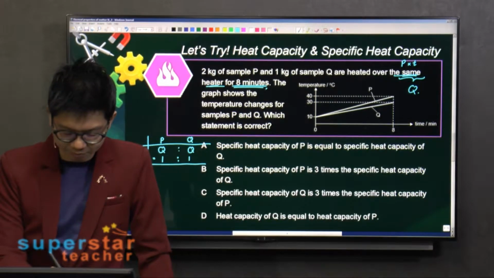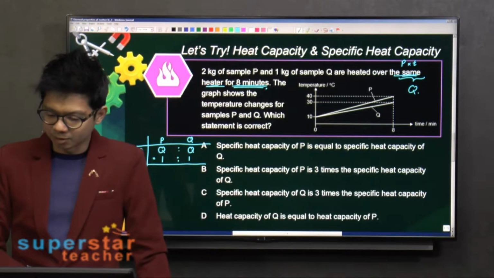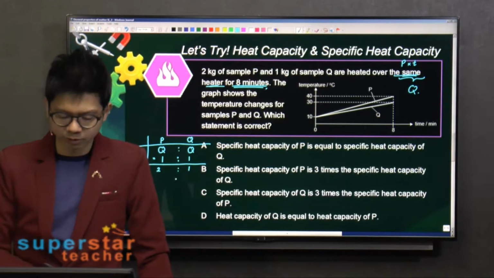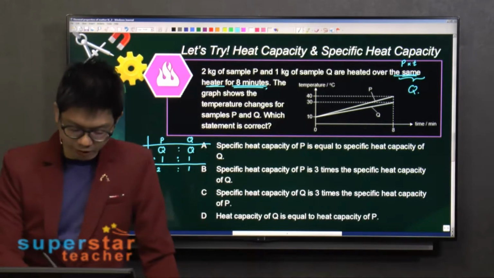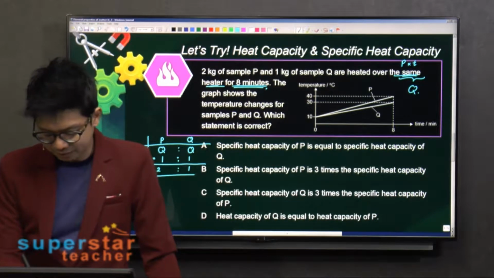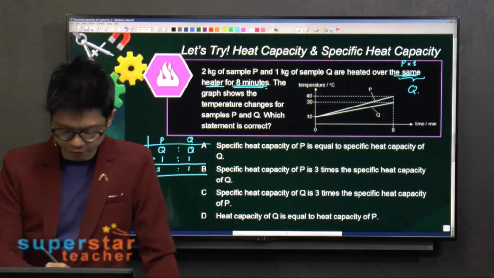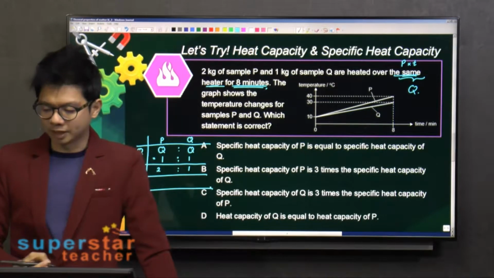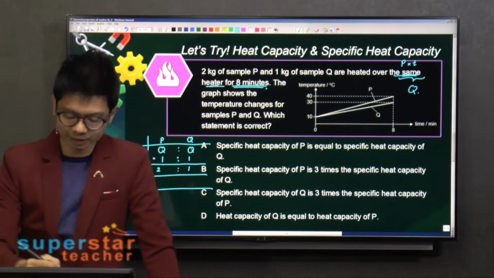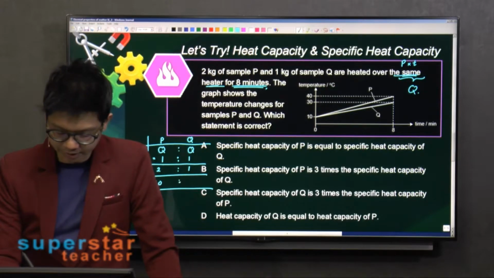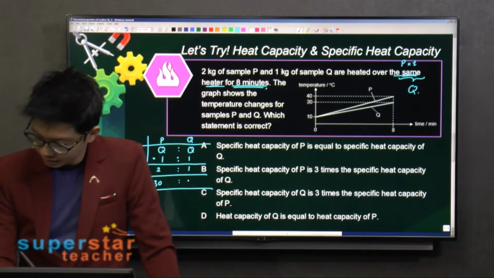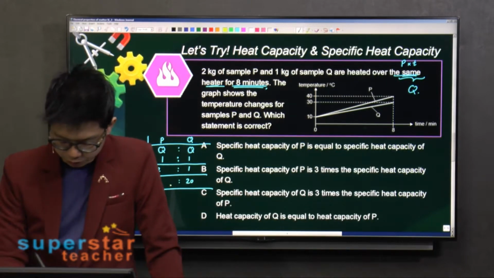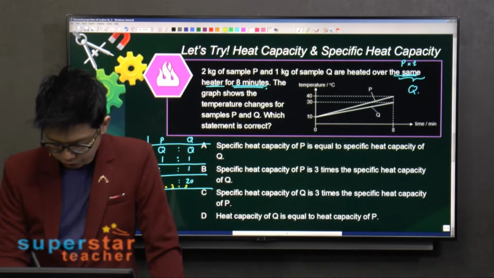Then after that I have the mass. For P the mass is 2 kg, and the mass for Q is 1 kg. So the ratio is 2 is to 1. Now, to find the ratio of the specific heat capacity, I still have the change in temperature. For P the change in temperature is 10 to 40, 30 degrees Celsius, and for Q it is 20. So I can also write this as 3 is to 2.